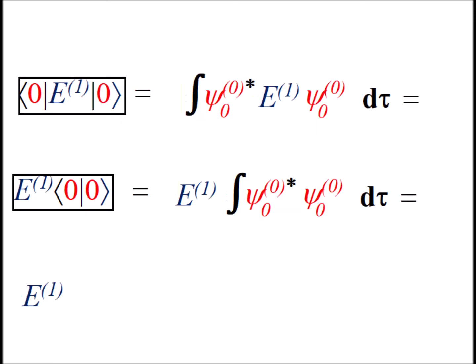Here is the same part of the derivation, but now showing things written as full integrals. We pull E₁ through the integral sign, and we notice we're left with ψ₀ star ψ₀. Since it's an orthonormal basis, this integral is equal to 1, and we're simply left with the E₁, the first order correction to the energy under the perturbation.